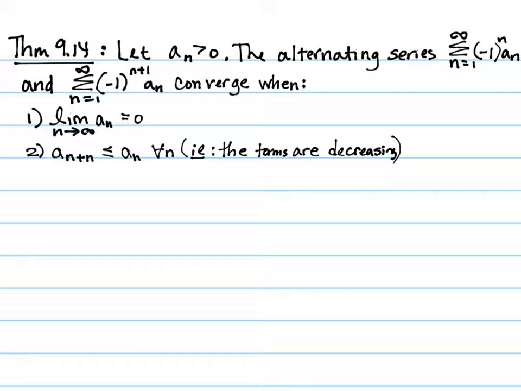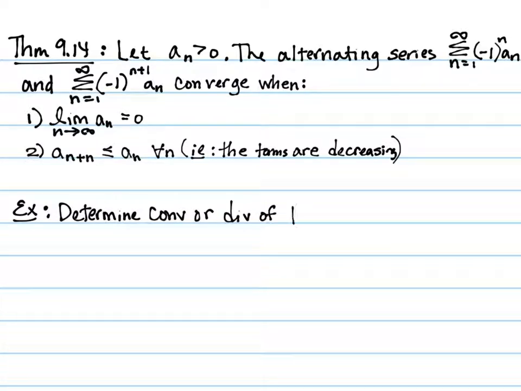So obviously we've got to do an example so you see how it works, right? Okay, so we're going to do this one first. We're going to determine the convergence or divergence of the series. Our first example is the summation from n equals 1 to infinity of negative 1 to the n times n squared over n plus 1.